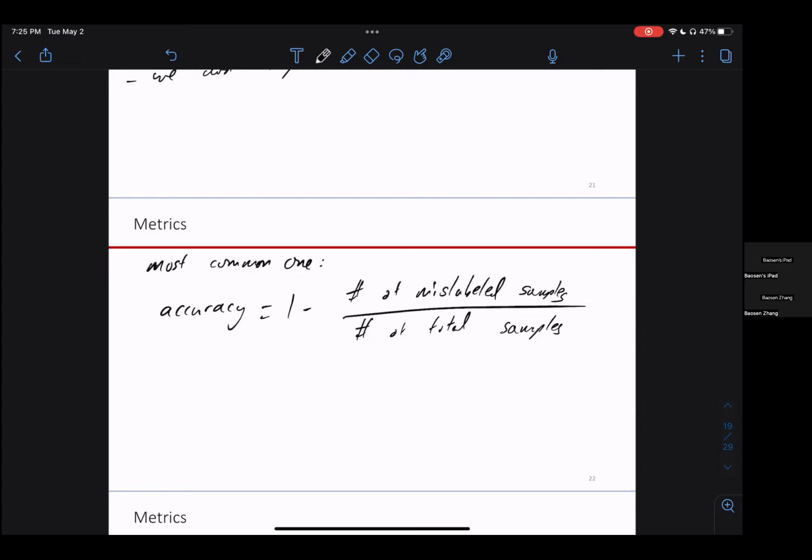Over total number of labels, yeah. Okay. Why is this thing insufficient? So this is the one that we always report, but this is not the one we only report. Right? We report a bunch of other things on top of accuracy. So this is normally not sufficient just to give this number. So why is this insufficient?